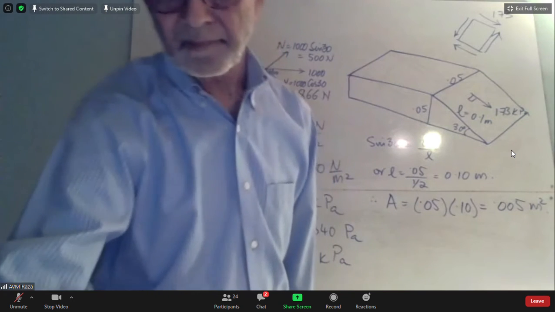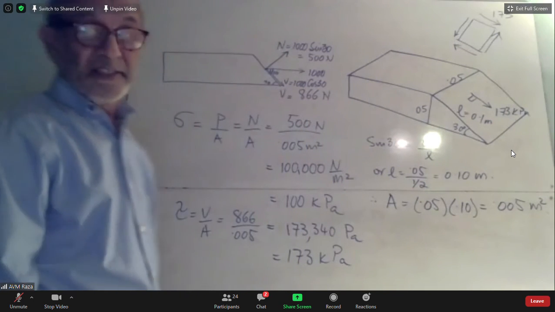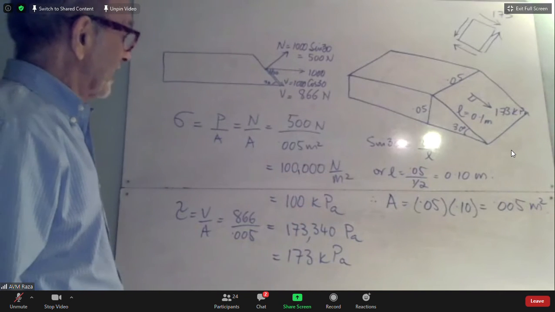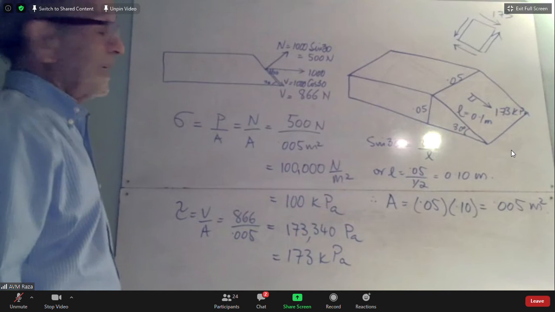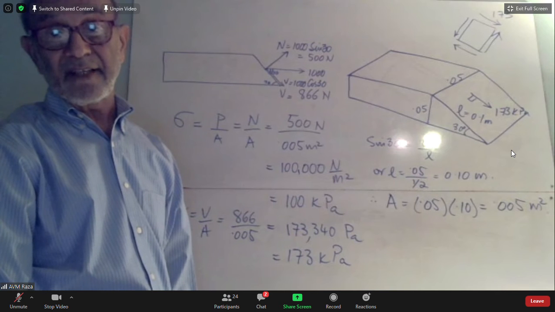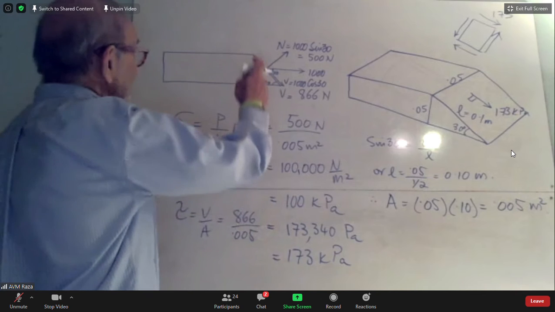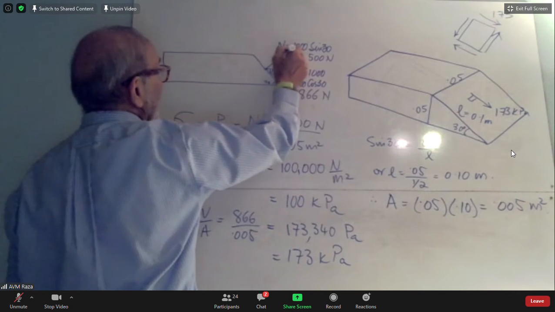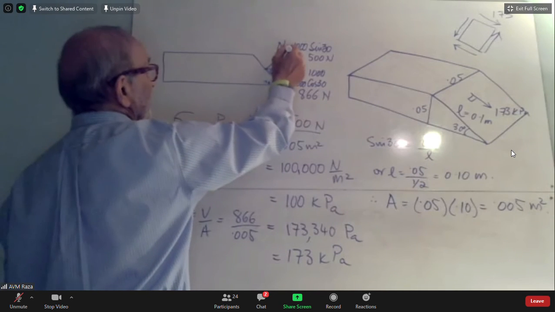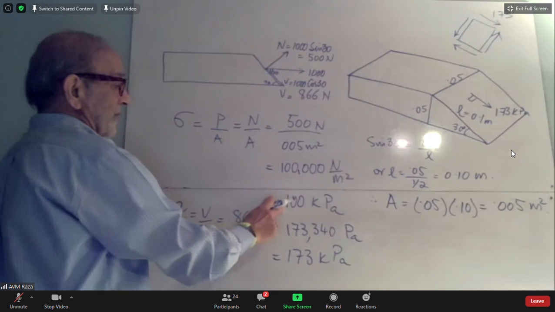So those are the answers. We got sigma equal to 100 kilopascals. This was the normal stress. And the tau is shown as minus 173 kilopascal. Why minus there? Let me show you. For the normal stress, as you know, the sign convention is tensile stresses are positive and compressive are negative. So that is why this is a positive normal stress.